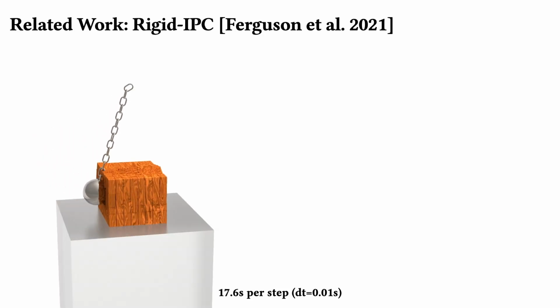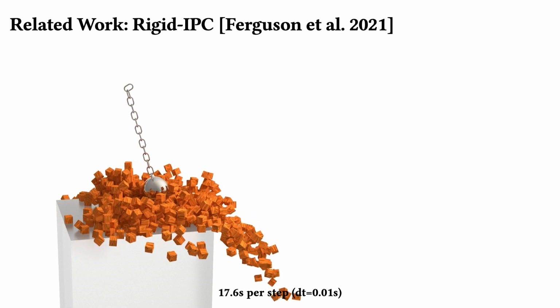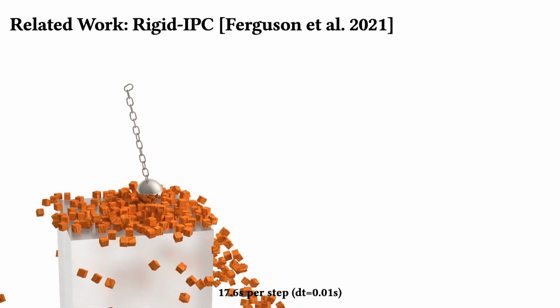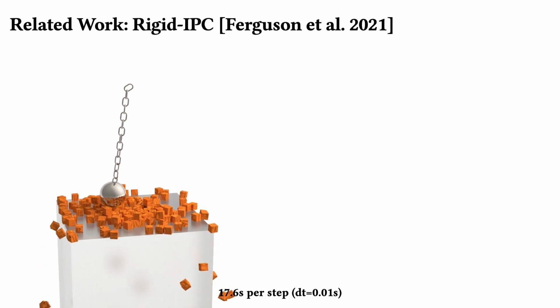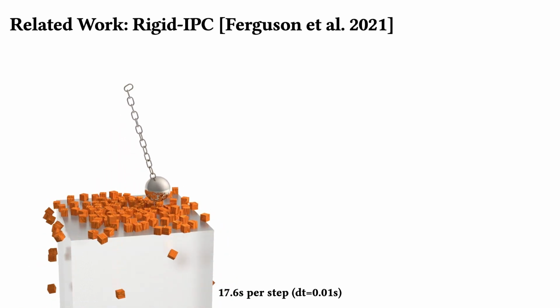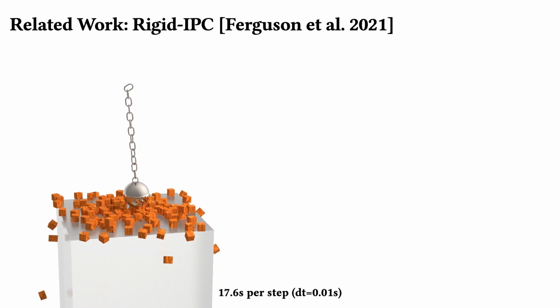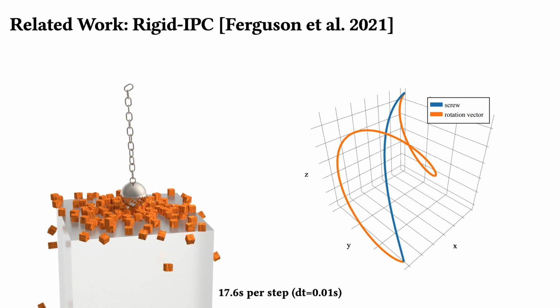Recently, researchers proposed rigid IPC, which guarantees robust, accurately solved, intersection-free rigid body simulation. However, to achieve these guarantees and strictly keep bodies from interpenetration, rigid IPC requires continuous collision detection on rotational trajectories. Rotational CCD is very expensive, and so makes rigid IPC much slower than currently available fast solvers like Bullet.